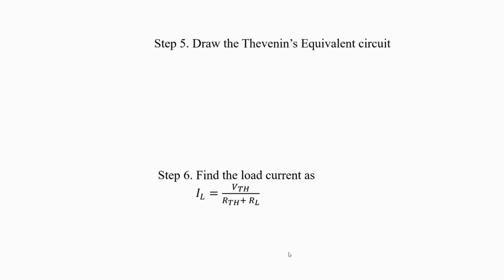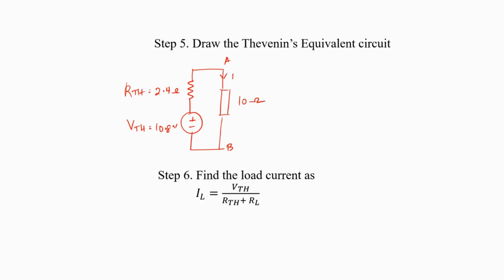Now we need to draw the Thevenin's equivalent circuit. So that is going to be the Thevenin's resistance, which would be in series with the Thevenin's voltage. And across the terminals A, B, we are going to connect it. So what was VTH which we obtained? It was 10.8 volts. And the RTH that we had obtained was 2.4 ohms. And across the open terminals, we can now reconnect our load, which was 10 ohms, and we know that the current through it was I.